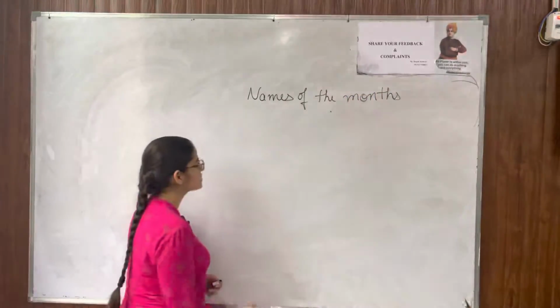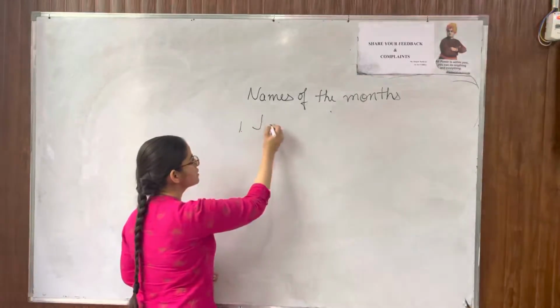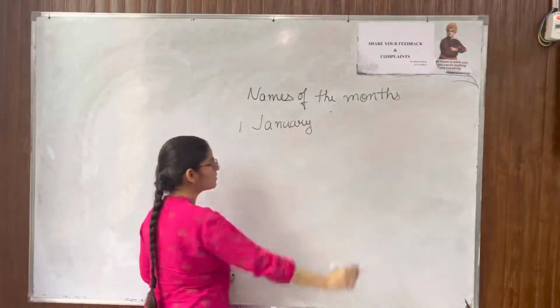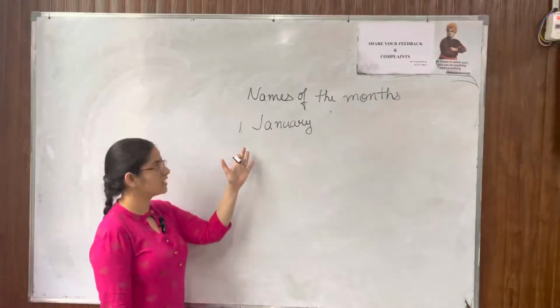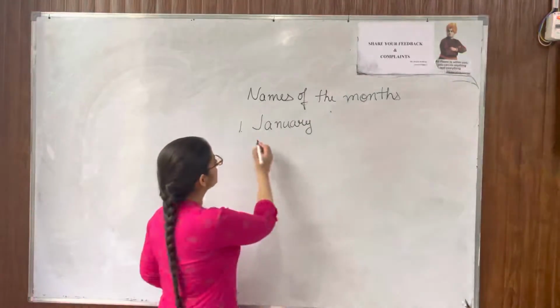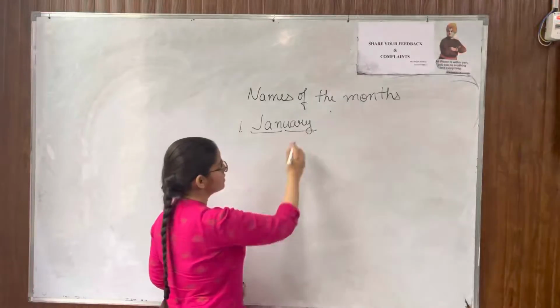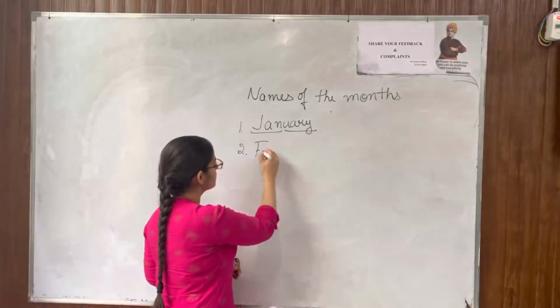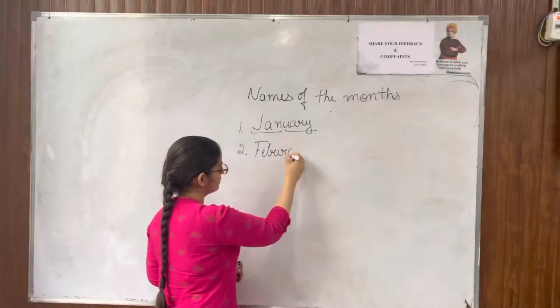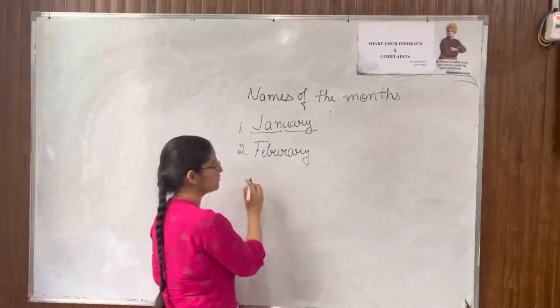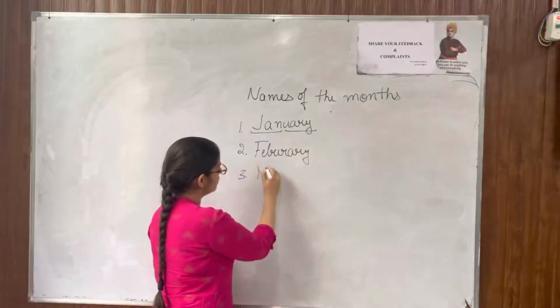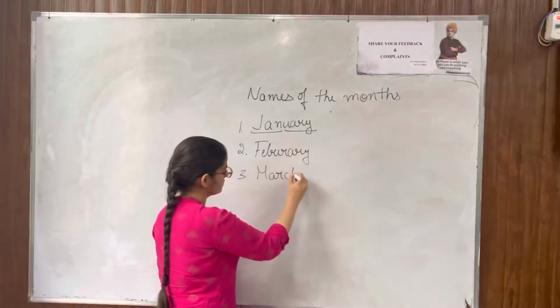All right, first one we have is January. Don't get confused with the wrong pronunciation, but this is January. All right, January. Then we have February. Not the wrong pronunciation, but February. Then we have March.